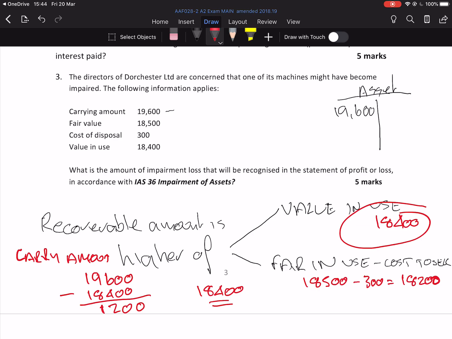So again, that's what we call impairment of assets, which is IAS 36. We've got a few IAS questions that we're going to go through, and then that's what we do.